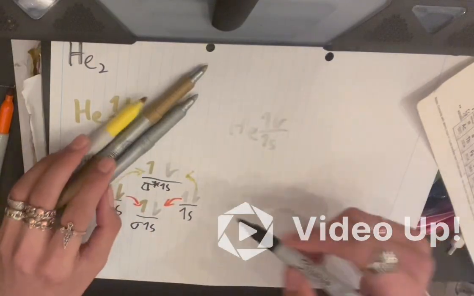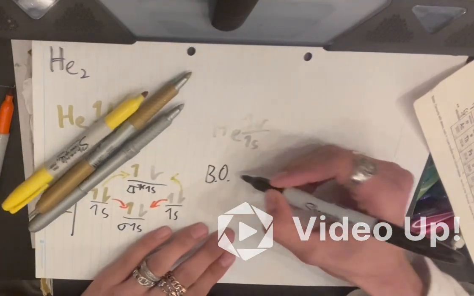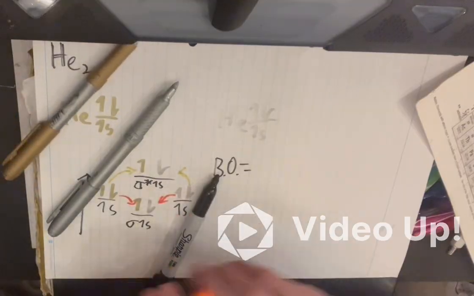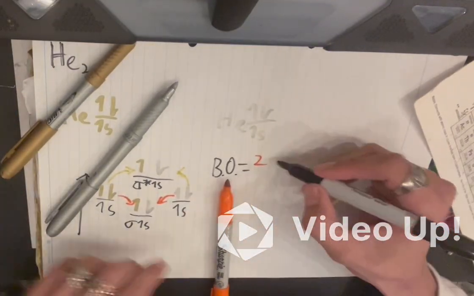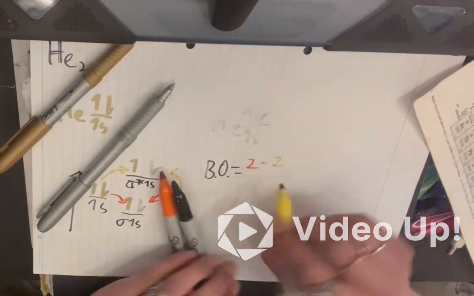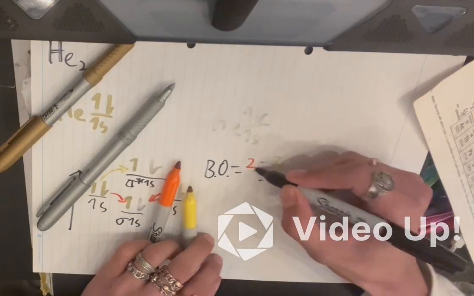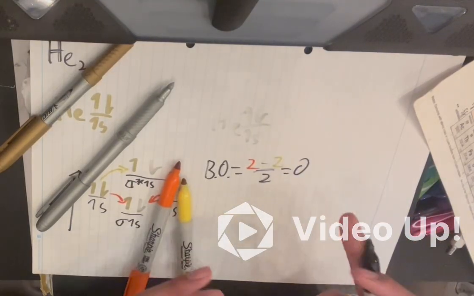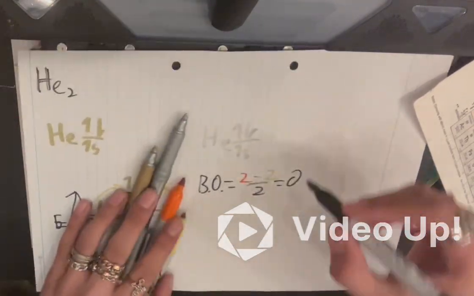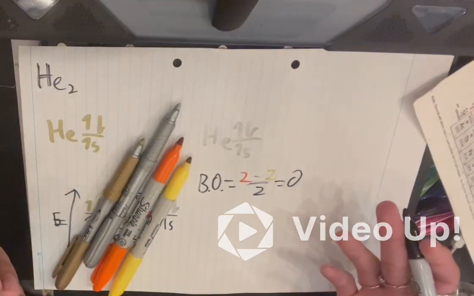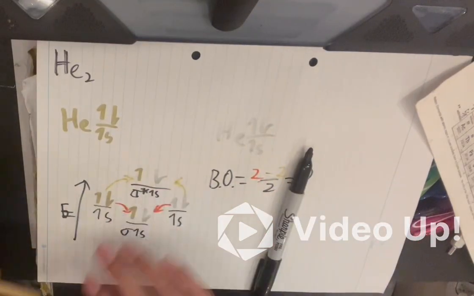So let's try to solve for the bond order. We have the number of bonding electrons, which is 2, and we're going to subtract the number of antibond electrons, which is 2, and we'll divide it by 2, right? And this is going to equal 0, and 0 makes a lot of sense because, as we know, helium-2 can't form. And so this is a step to explain.